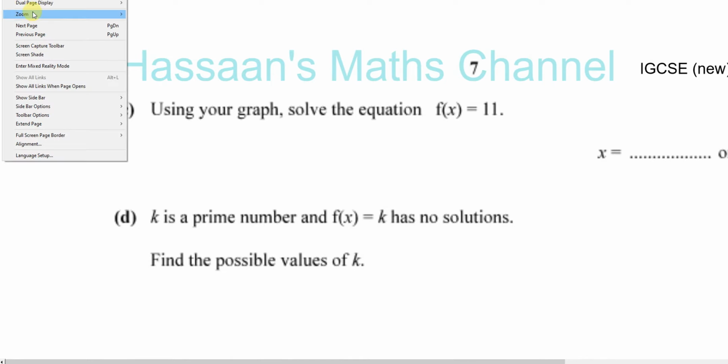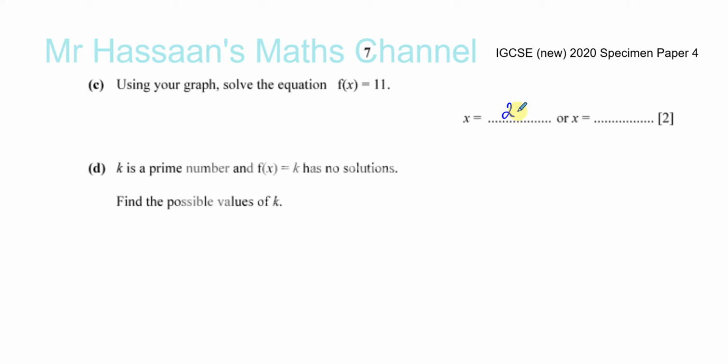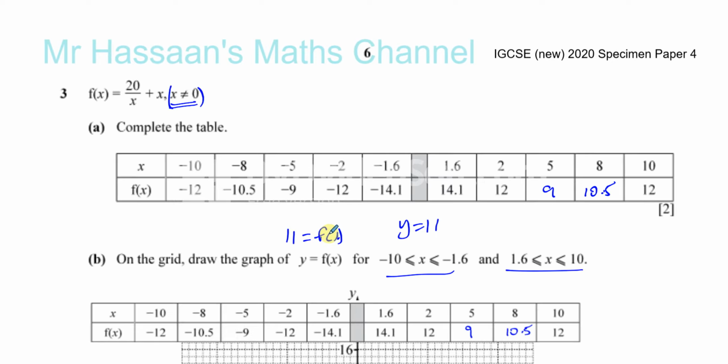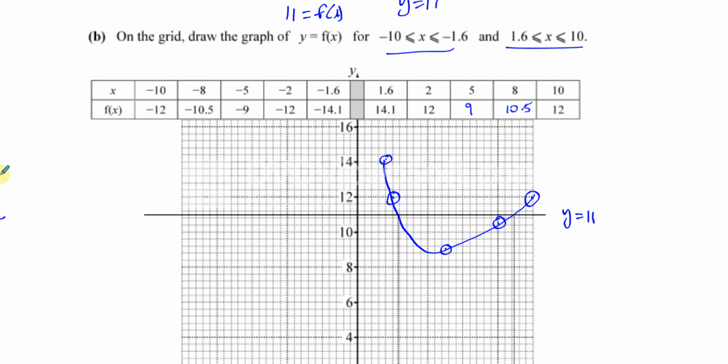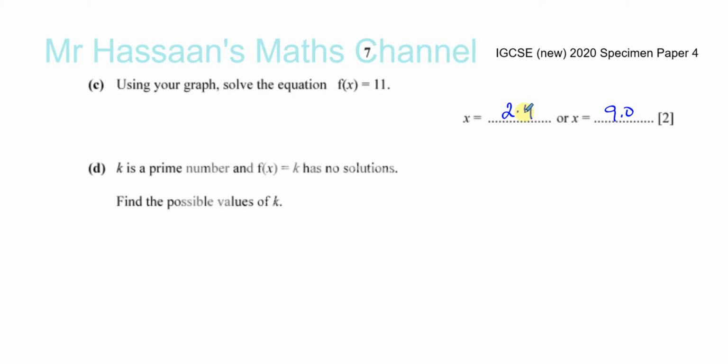Let's go back out to the normal view. So 2.4 and 9.0. Did I say 2.4? What did I say? I can't remember. Oh, 2.3, sorry. 2.3 and 9.0 are the answers according to the graph that I've drawn. They will probably give you a range of accuracy for this question. As long as you're within that range, it's fine, because it depends on how well you drew your graph as well.